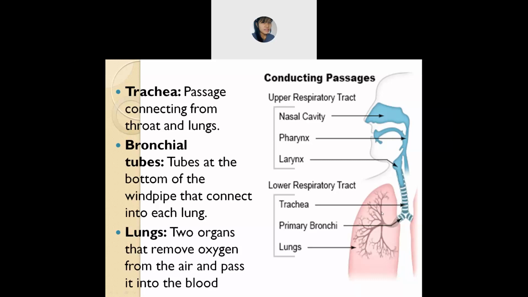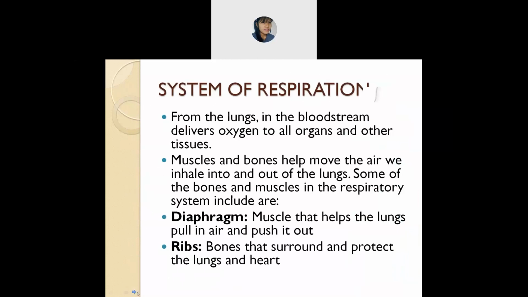Okay. Next is lungs. So this is the lungs. You have two lungs. So what do they do? They remove oxygen from the air and it goes into the blood. Understand? You have got two lungs. What do they do? They used to remove oxygen.